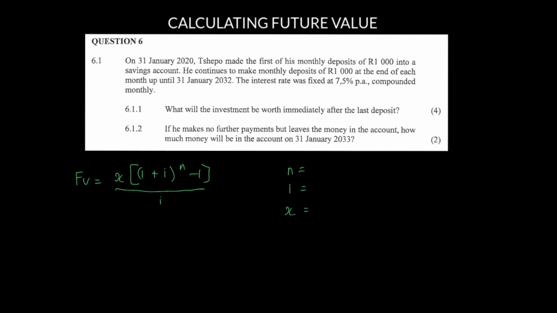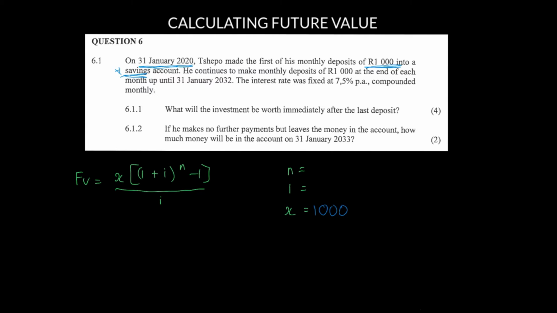It tells us here that Tsepo had started making payments, monthly deposits of 1,000 Rand into a savings account. And the first day that he did this was on the 31st of January 2020. So the moment we see the word savings, that means that it's going to be future value. We can see that he's depositing 1,000 Rand every month. So that means our value of X is going to be 1,000.